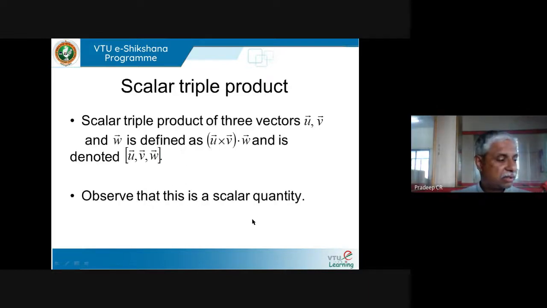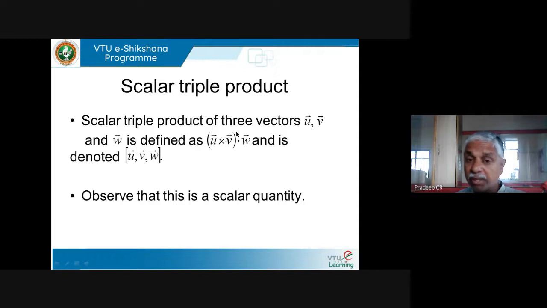Next one is the scalar triple product. I should be able to finish this in 10-15 minutes and give you an idea of it. Scalar triple product is another way of combining vectors. The scalar triple product of three vectors u, v and w is defined as u cross v dot w. This definition looks pretty scary, but you really don't have to worry. It means first you take the cross product of u and v, and then take whatever answer you get and dot it with w.